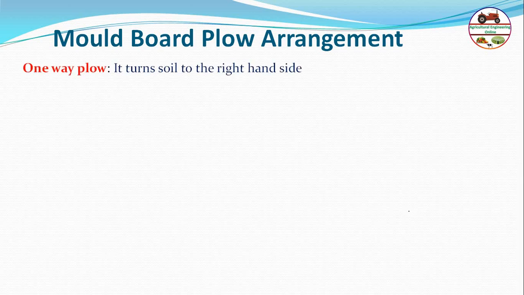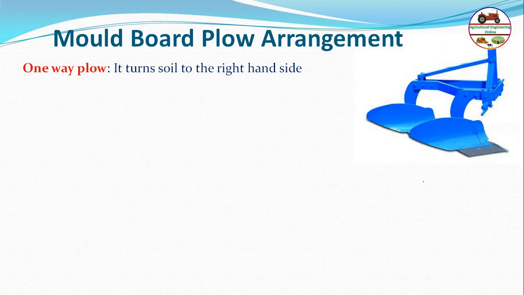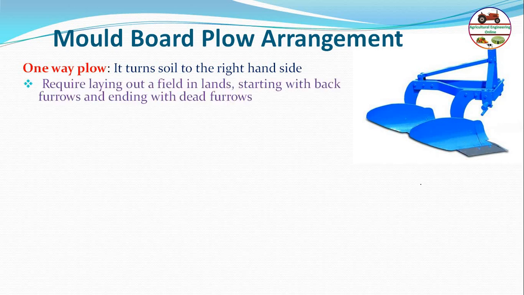Next is how the mold board plough is arranged during the operation. According to the requirement, the mold boards are arranged in such a way that if it is required to plough one way, it is called the one-way plough, where it turns the soil to the right hand side. It can turn the soil to one side only, the right hand side. Therefore it's called the one-way plough.